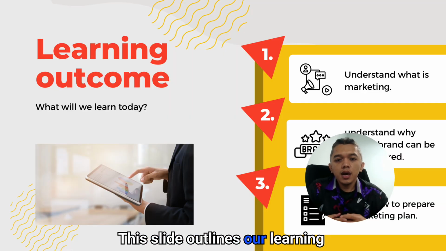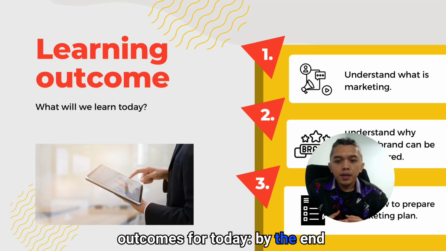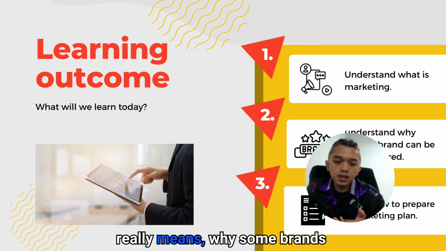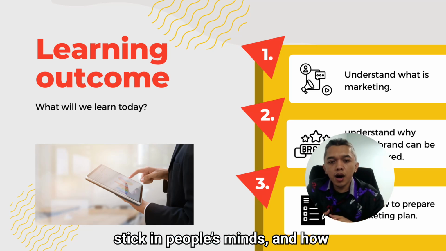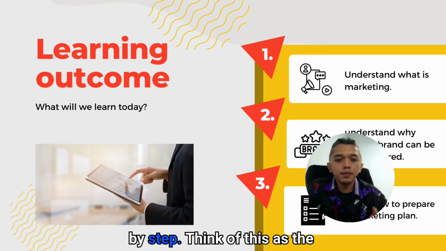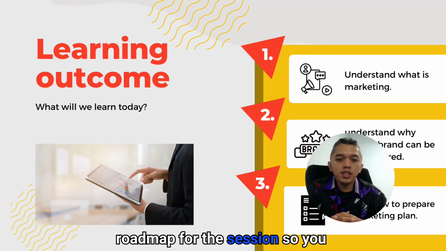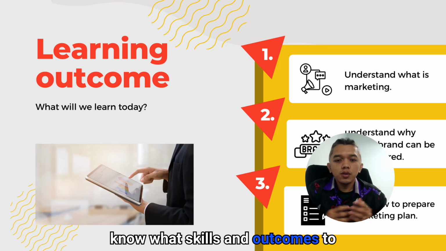This slide outlines our learning outcomes for today. By the end, you'll understand what marketing really means, why some brands stick in people's minds, and how to prepare a marketing plan step by step. Think of this as the roadmap for the session, so you know what skills and outcomes to expect.